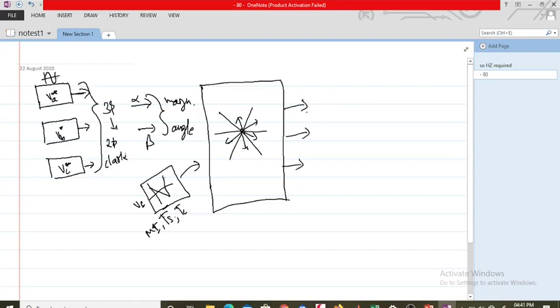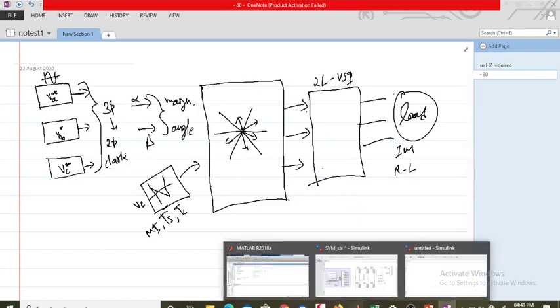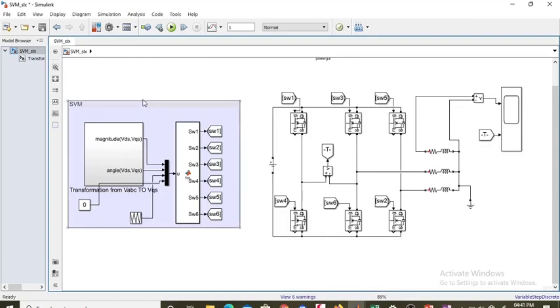Directly you get the switching pulses, and these switching pulses you can apply to a 2-level converter, which is a 2-level VSI, nothing but a normal 3-phase circuit. After that you can apply the load. This load may be an induction motor, an RL circuit, and so on, whatever 3-phase load you require. So this is the basic block diagram of how we implement space vector pulse width modulation. Let's see in the MATLAB tool how it looks.